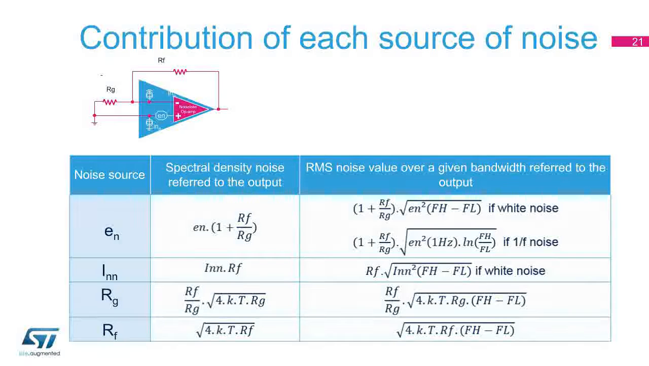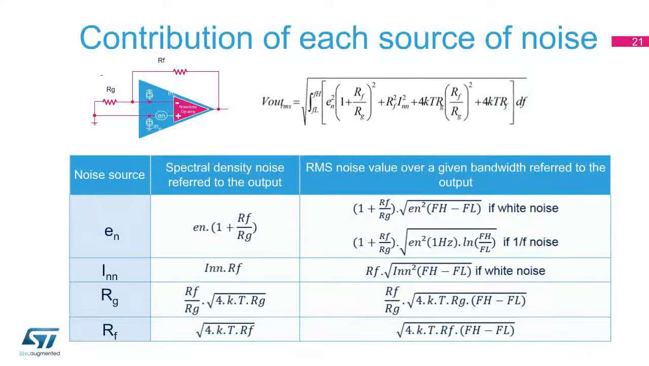This table summarizes the different noise sources from a mathematical point of view. The second column represents the noise of each source expressed in spectral noise density, nanovolts per square root hertz. As it is a noise referred to the output, it is generally multiplied by the gain of the circuit. The last column expresses the RMS value of the same noise. It is the integration of the spectral noise over the bandwidth of interest. It is important to take into consideration that the output noise is added in a quadratic sum. This equation expresses overall RMS noise on the output.